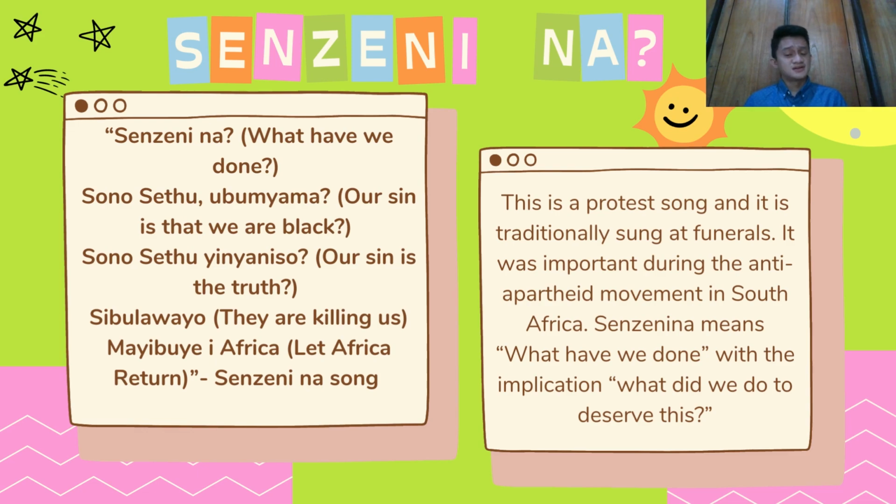This is a protest song, and it is traditionally sung during funerals. It was important during the anti apartheid movement in South Africa. The apartheid was a period of racism and segregation in the Americas. Senzenina means what have we done, with the implication of what did we do to deserve this? What did the Africans do? They were robbed, yet they are treated like dirt.